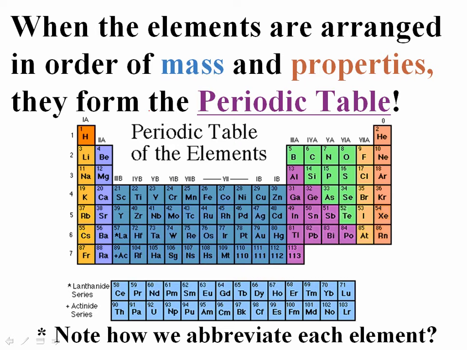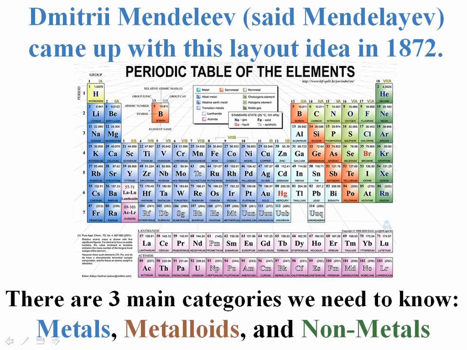And please remember, each element does have an abbreviation. It's got its symbol. Mendeleev came up with this layout basically in 1872, and he did create the three main categories at that point. The three categories were the metals, the metalloids, and the non-metals.